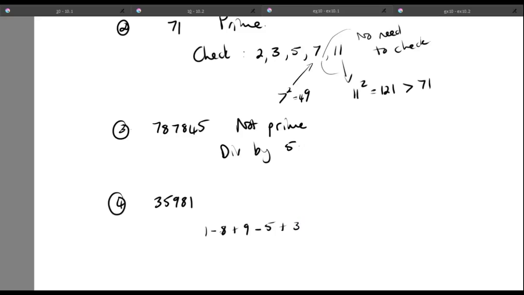That's not divisible either, because what is this? This is negative 7. Negative 7 plus 9 is 2. Minus 5 is negative 3 plus 3. Oh, it's 0. I was too quick. So that means it is not prime because it is divisible by 11. So again, a big number, probably not prime because it'll be too hard for us to check by hand. But you have to find the reason.